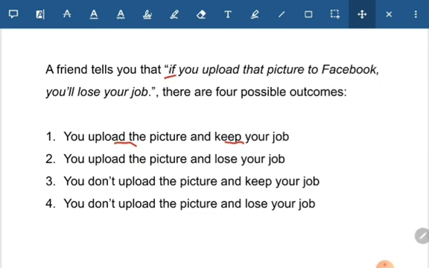The second one, you upload the picture and you lose your job. Totoo pala yung sinabi ng kaibigan mo. You don't upload the picture, you keep your job. Dito sinunod mo yung advice ng kaibigan mo. The fourth one, you don't upload the picture and lose your job.